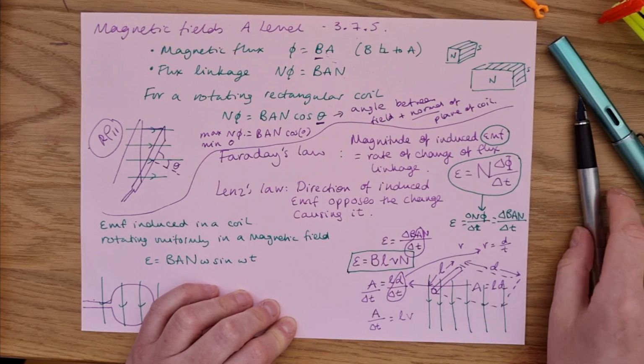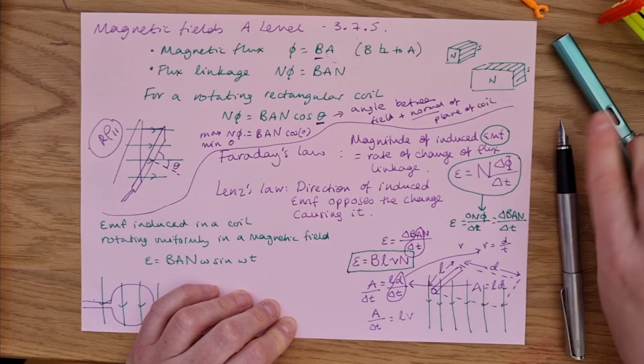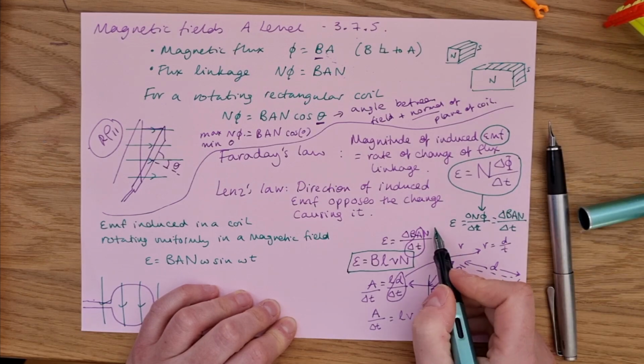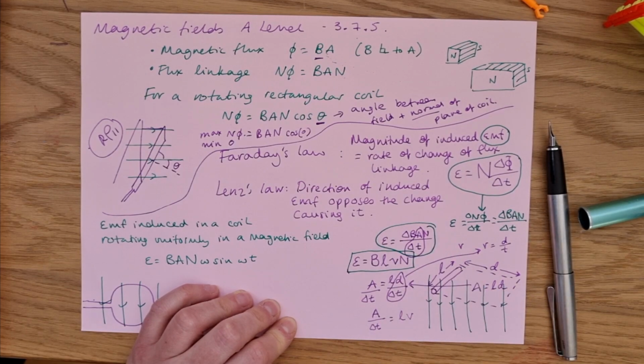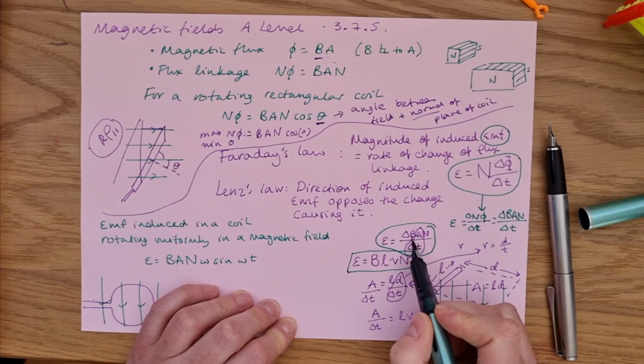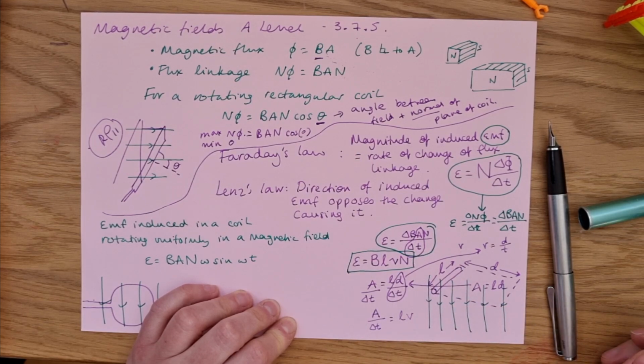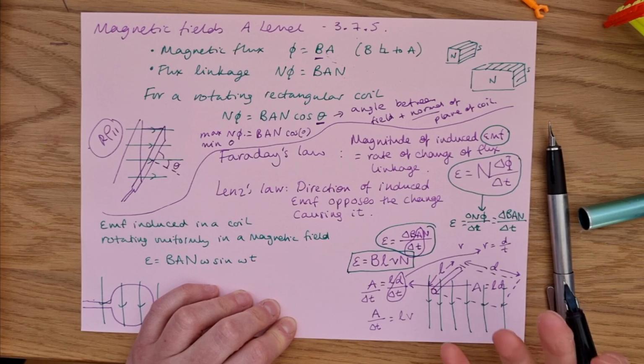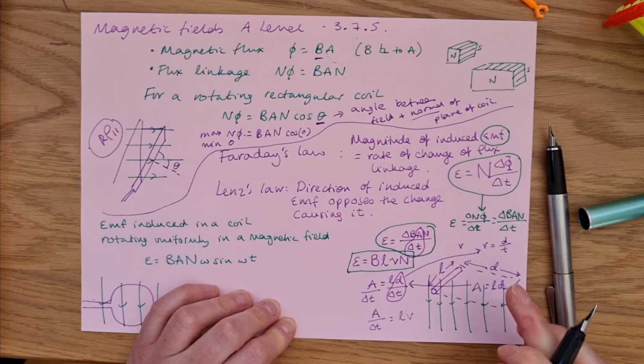In general, this here, EMF is BAN, the rate of change of BAN, is the most common equation, right? So what's the area, what's the magnetic flux density, and how long did it take for it to cross through that? It's the most common equation that you use. And it's tricky, they don't give you that, they instead give you this one.